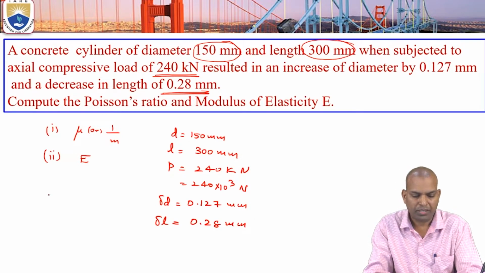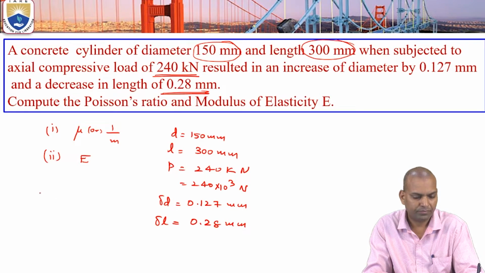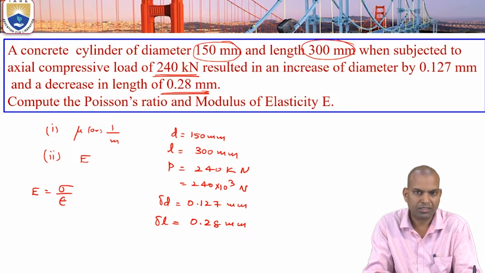The modulus of elasticity E equal to stress by strain, that is sigma by epsilon. Sigma is P by A and epsilon is delta L by L.